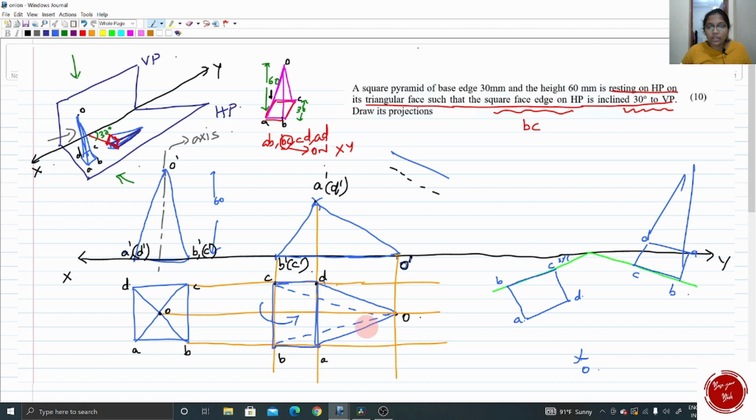Okay, now just copy down these dashed lines and continuous lines. A to O is continuous, and D to O is also continuous, whereas BO and CO are connected in dashed lines. So now our BC edge, which is touching the XY line or which is touching the HP, is now 30 degree with VP, with the vertical plane.